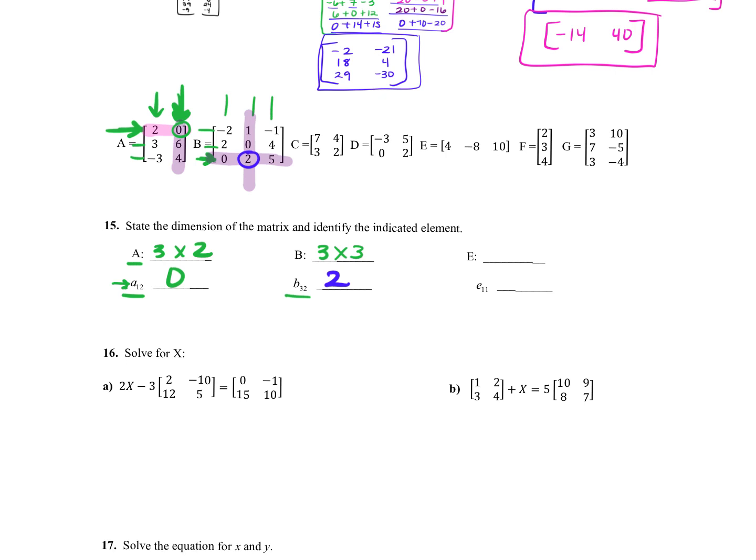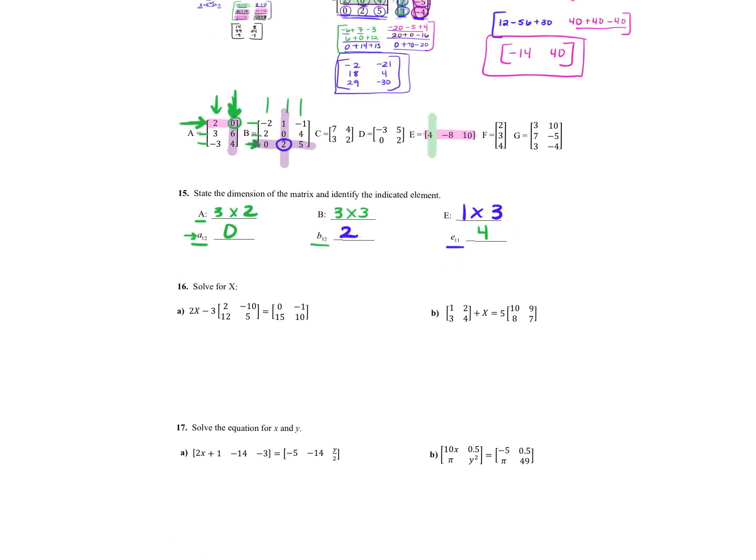And then E is a 1 by 3 matrix, and it's saying in matrix E, the first row, first row, but then the first column as well. So that's going to be the element 4. Okay.